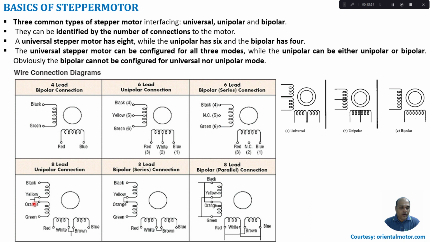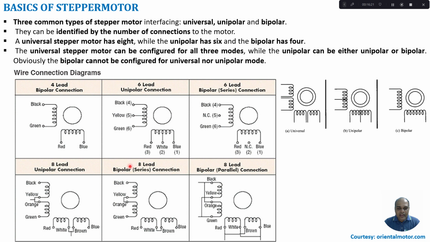So this yellow and orange can be connected together to form a unipolar connection. As a center tapped connection, we can form it. Yellow and orange can be connected together and a common terminal can be taken. So thereby a universal motor can be converted into a unipolar motor. Same way here, white and brown terminals are interconnected and a common lead is taken.